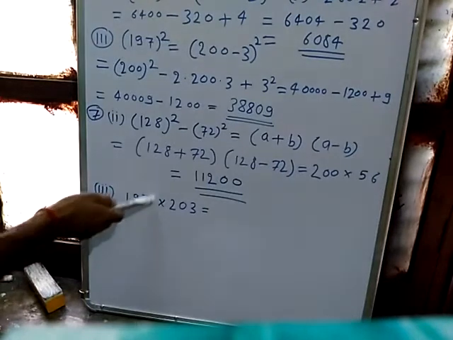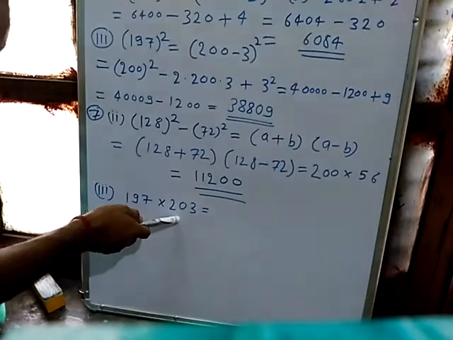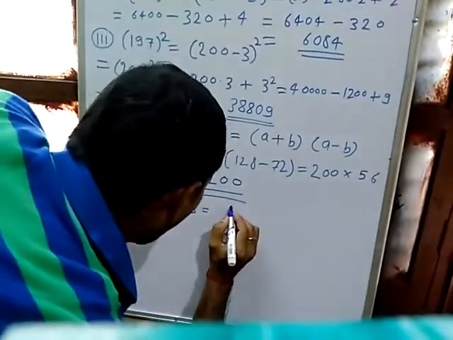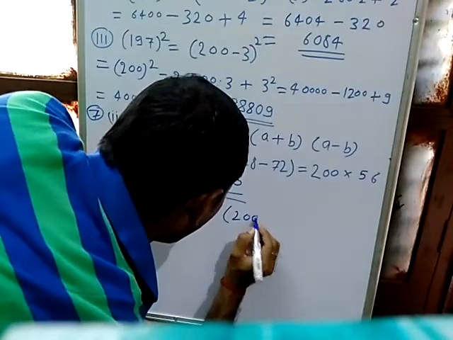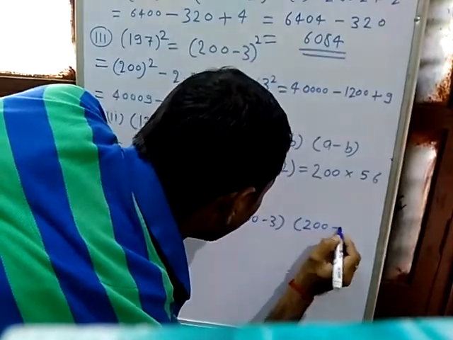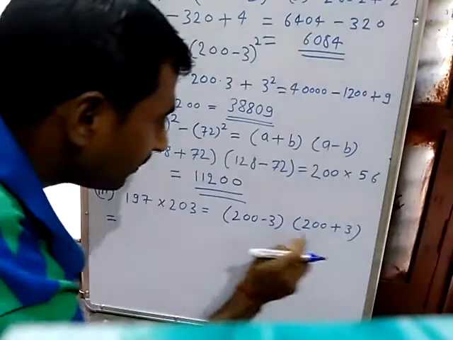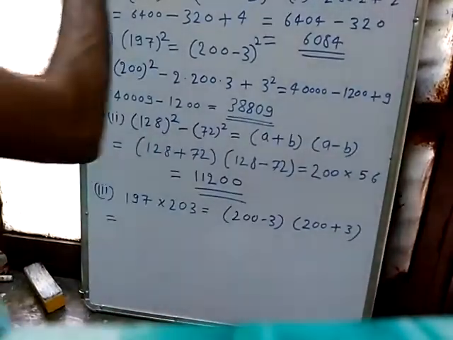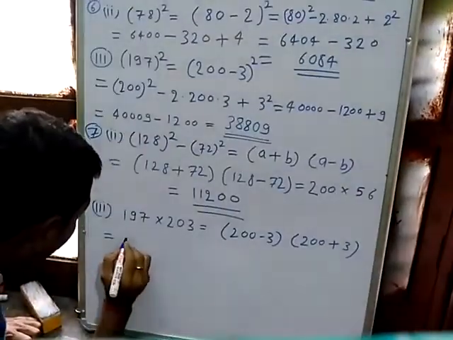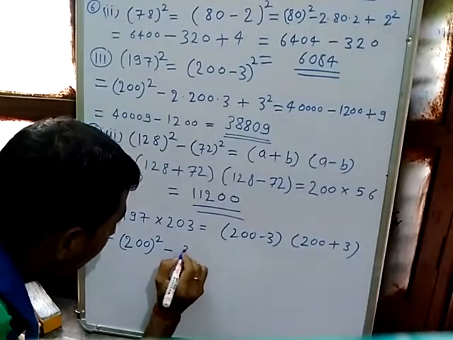So for that, look, 197 is 3 less than 200, and 203 is 3 more than 200. So we can write 197 as 200 minus 3, and 203 as 200 plus 3, so 200 minus 3 into 200 plus 3. Which identity is applied? The third: A plus B into A minus B is equal to A square minus B square. So we get 200 square minus 3 square.